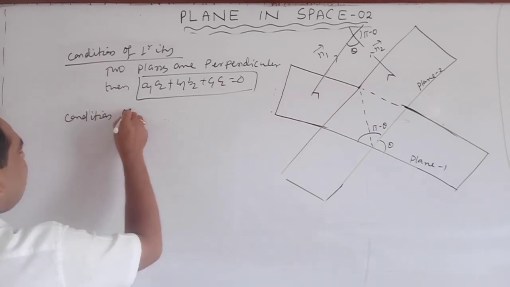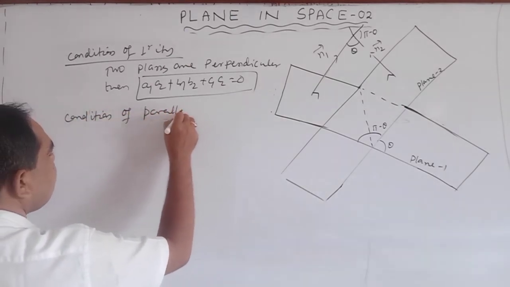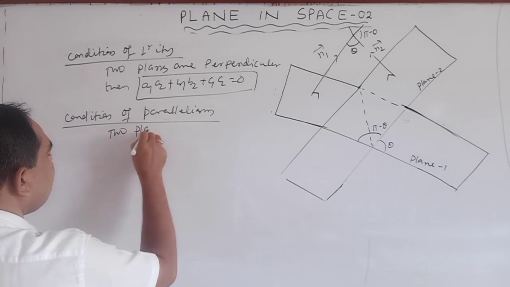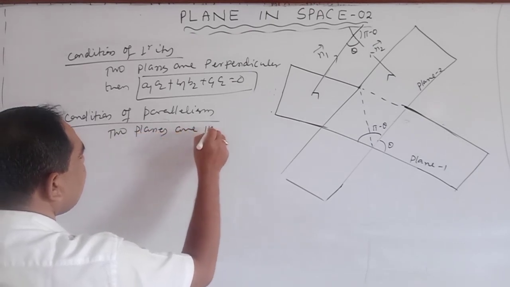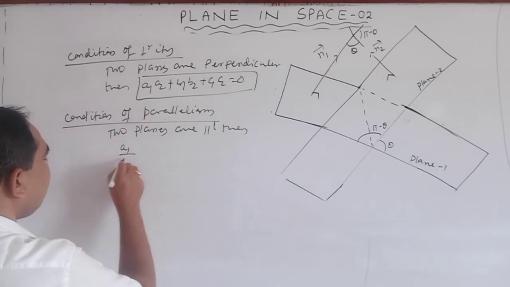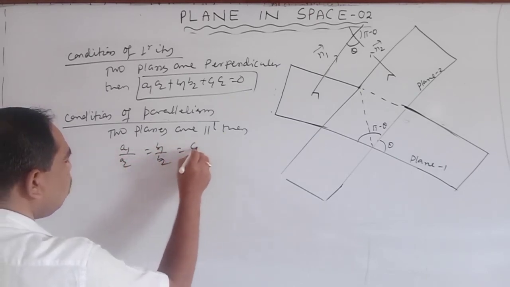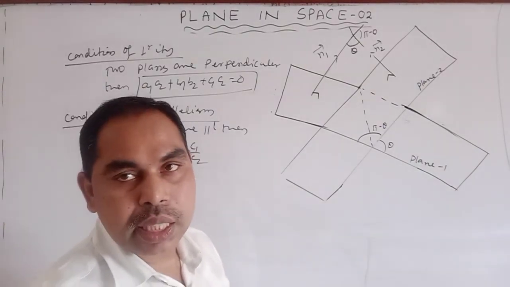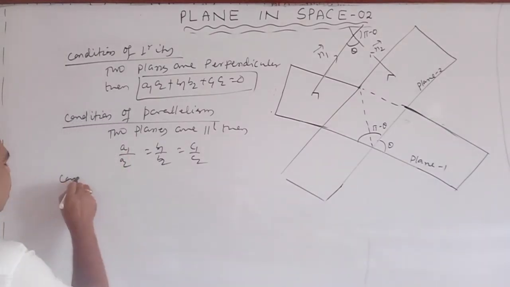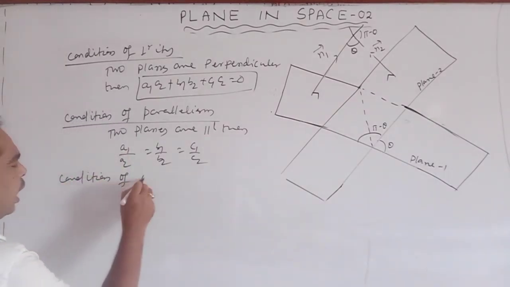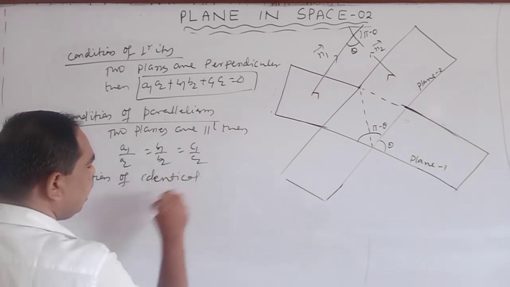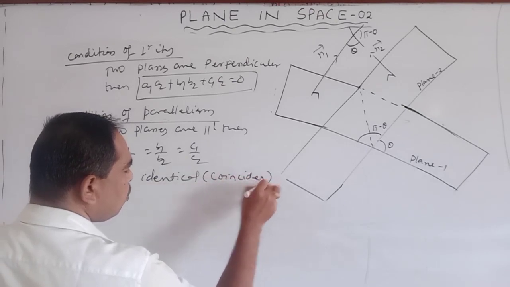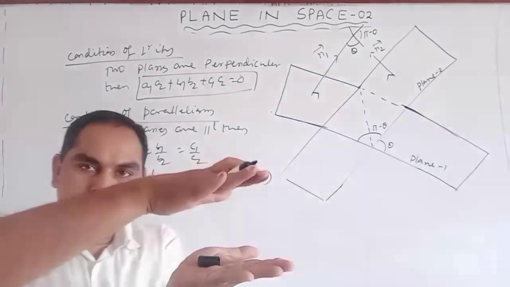condition of parallelism. Two planes are parallel, then a1 by a2 is equal to b1 by b2 is equal to c1 by c2, means their direction ratios are proportional, DRs are proportional. Third, condition of identical, means coincide, means the two planes merge into each other. This is parallel, this is coincide.